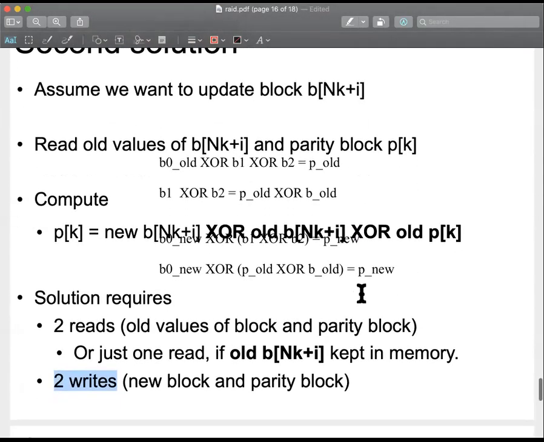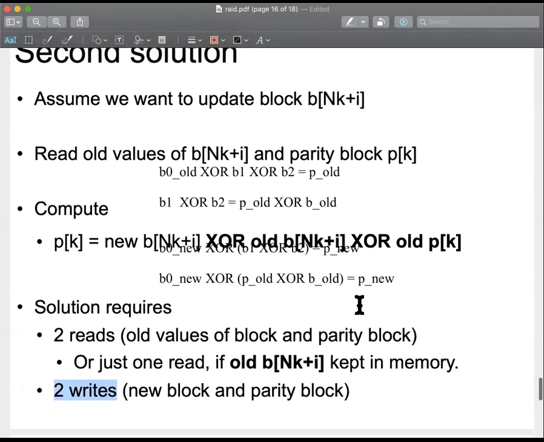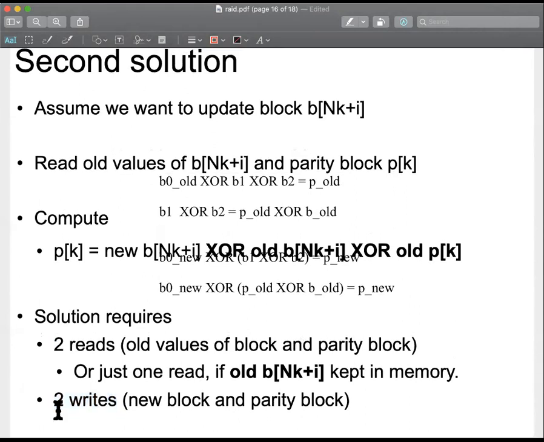And there is one more thing I want you to consider. Here I said 2 writes and 2 reads, but you could have just 1 read if you're careful. What that means is that usually when you write to a file, you have to first read that data block into memory, into the operating system, right? And then you update some bytes in that data block, and then you write the block back. Okay, so one of the reads has already been performed.